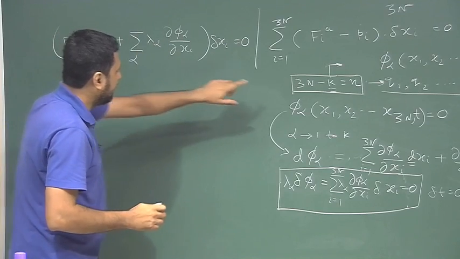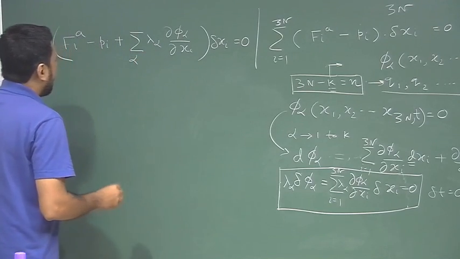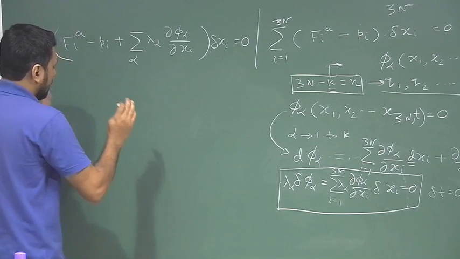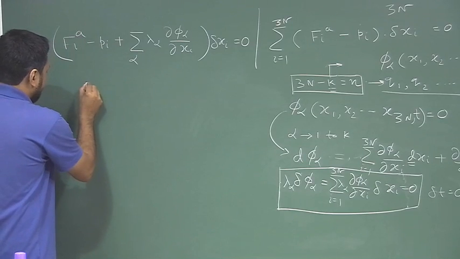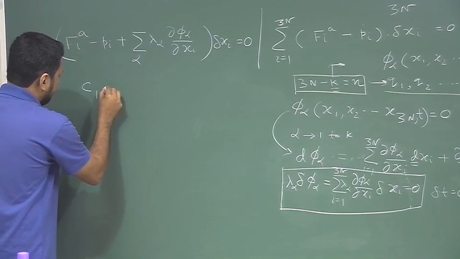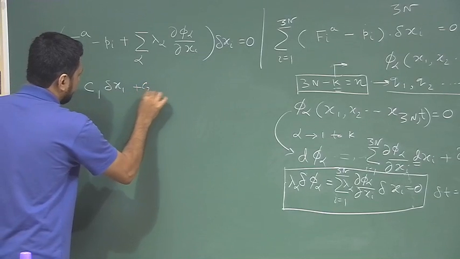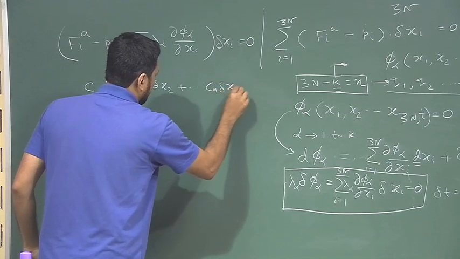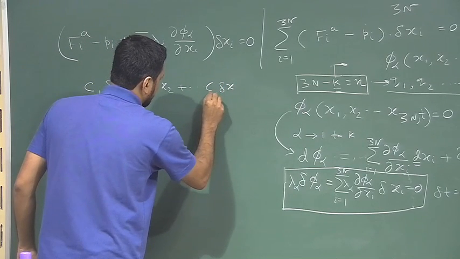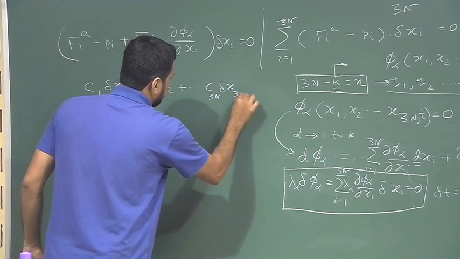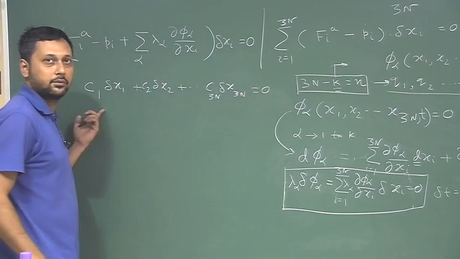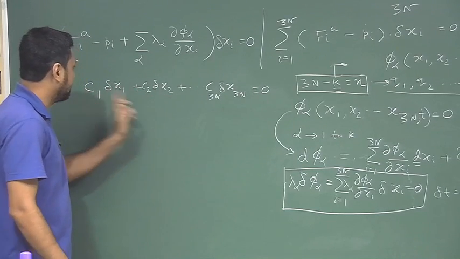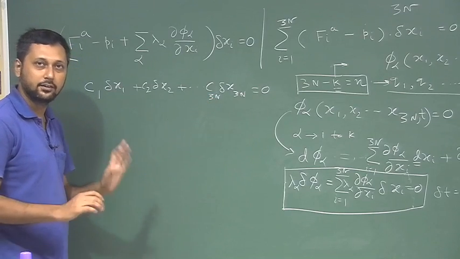So, for the rest k number of equations, what I can do is... okay, let's look at it this way. Let's say we have a series like this: C1 delta x1 plus C2 delta x2 up to C3n delta x3n equal to 0. We have an equation of this form. Now, because the x1, x2s are not independent, we cannot say that C1, C2, C3 up to C3n vanish independently.